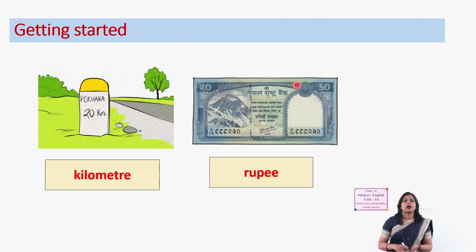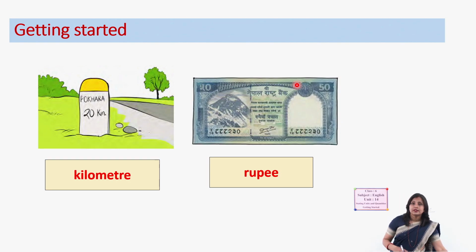Here, actually rupee is used in our country. Different countries have different names for this, like there is dollar, pound sterling, dinar. So, different countries have their own different name for money. Here in Nepal, we call it rupee. Okay. So, that is all.